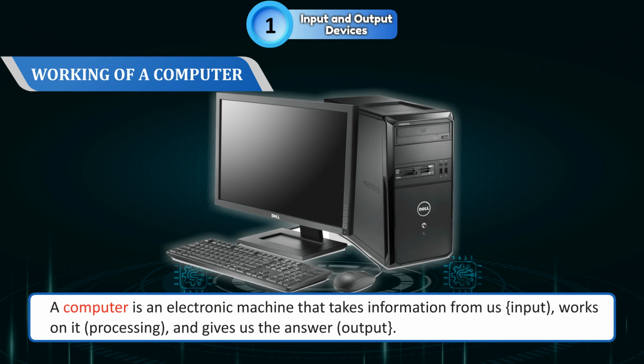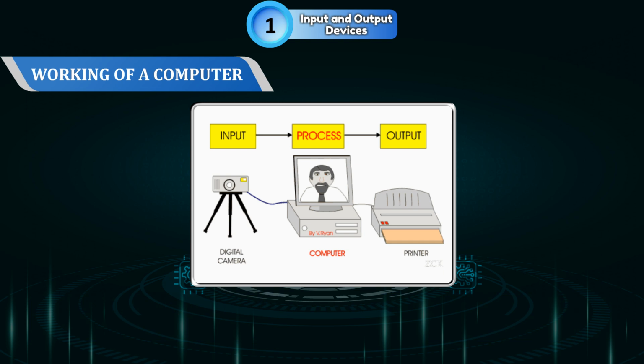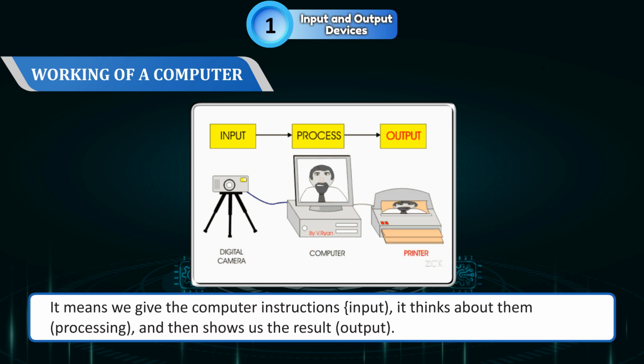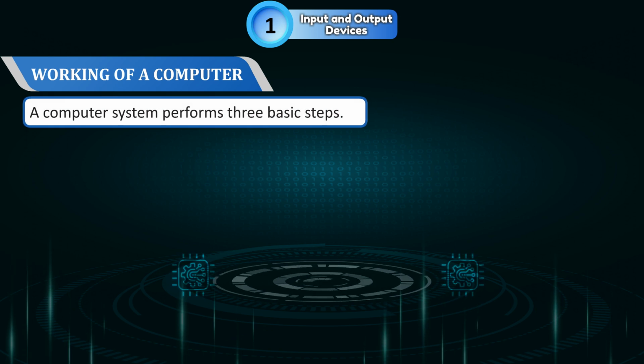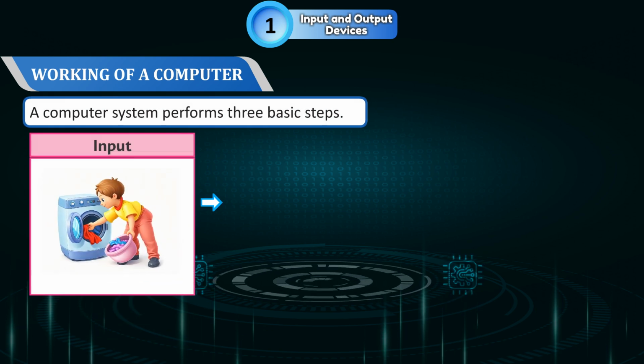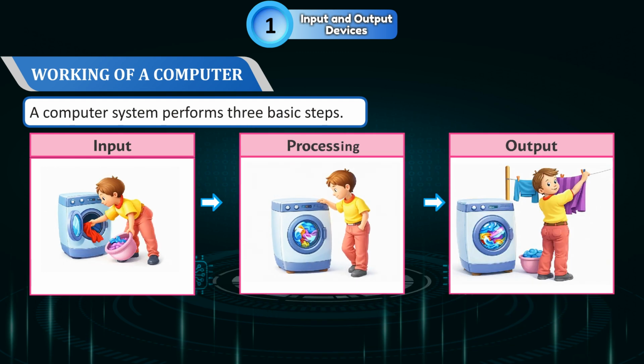A computer is an electronic machine that takes information from us (input), works on it (processing), and gives us the answer (output). This is called the Input-Process-Output (IPO) cycle. It means we give the computer instructions (input), it thinks about them (processing), and then shows us the result (output). A computer system performs three basic steps: input, processing, output.